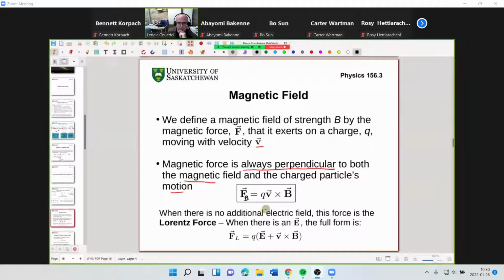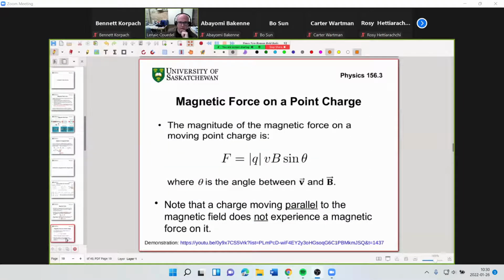Of course, you can end up with a situation where you also have an electric field, and then the total force, which is called the Lorentz force, is the addition of the electric force, here QE, this is the electric force, and the magnetic force, which is this. Any question? No, so let's move on.